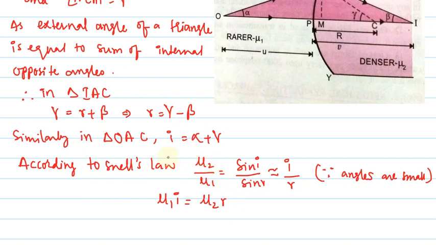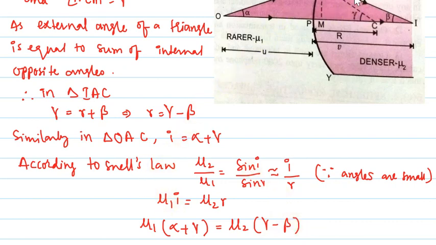Now here i is what? Alpha plus gamma. r is what? Gamma minus beta. So I can write it as mu1 into alpha plus gamma is equal to mu2 into gamma minus beta.